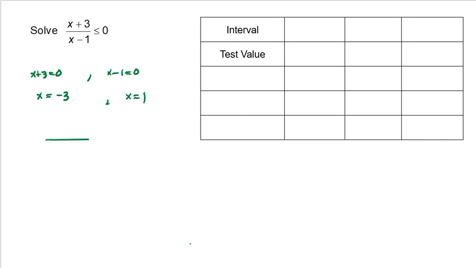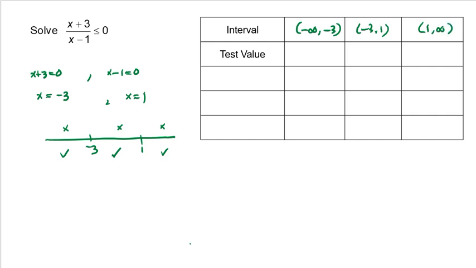So you know that your number line will have -3 and 1. So you have 3 regions: the first one, the second one, and the third one. The first region is from -infinity until -3, the second one is from -3 until 1, and the last one is from 1 until infinity. Now you fill up with the factors: x plus 3 and x minus 1, and the final part here is x plus 3 divided by x minus 1.